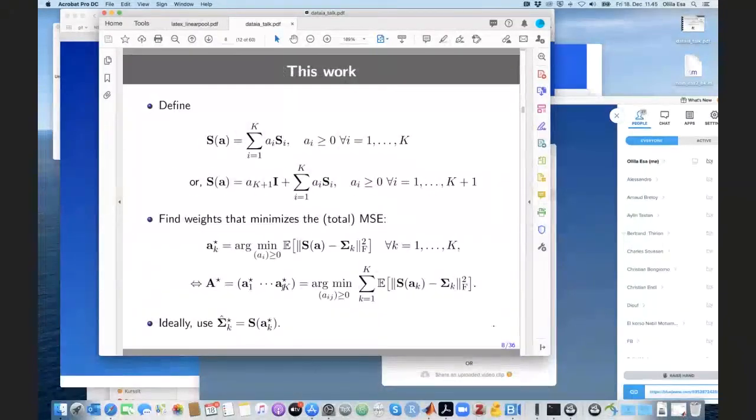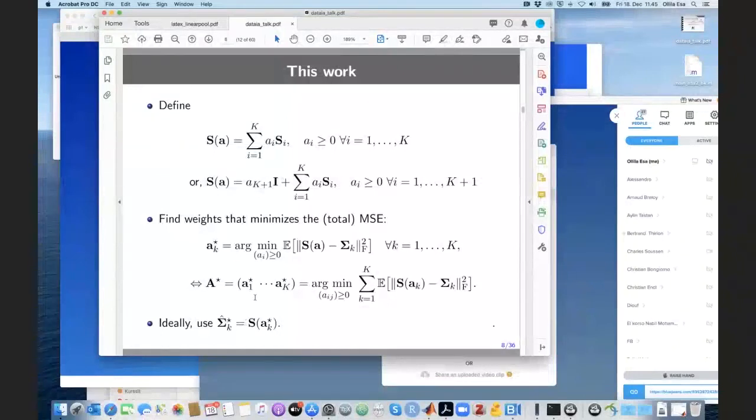But now let's talk about what this talk is about. So this talk is basically as follows. We take as an estimator of the kth class a linear combination of these sample covariance matrices. Then for each class, we find these weight terms, the a_i's, by minimizing the mean squared error.